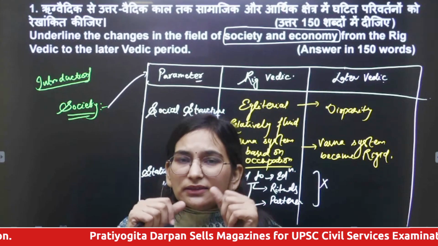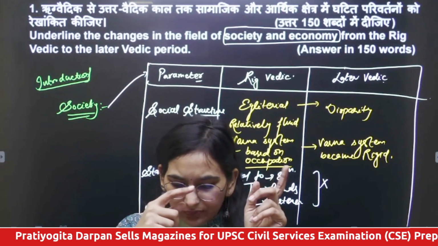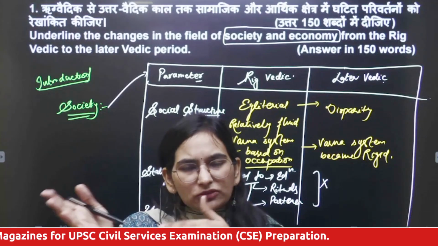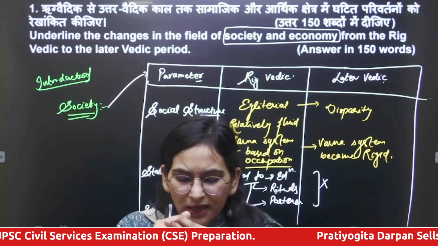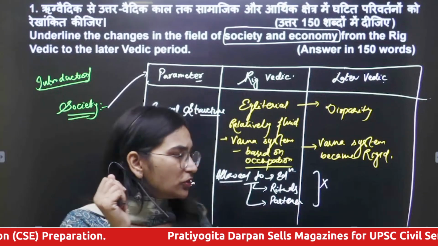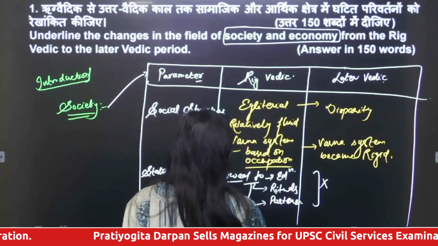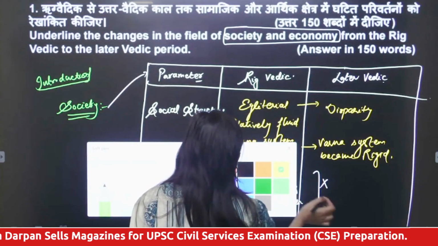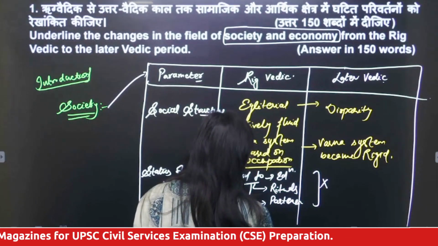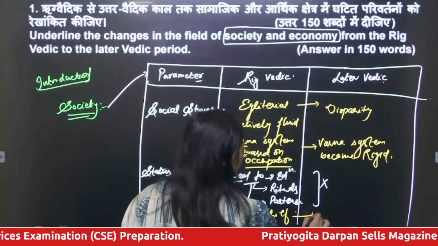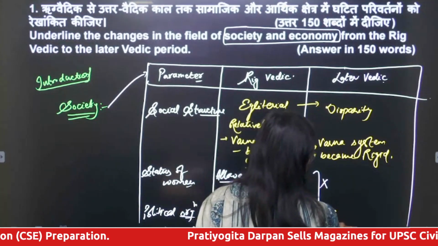So that was the change from the Rig Vedic to the later Vedic period. Earlier there were tribal chiefs, so the Raja was a tribal chief. That is the major difference that we will find out. Here we do have tribal chiefs, but what happens there? There we will find out kingdoms.